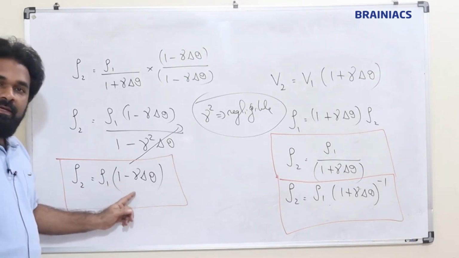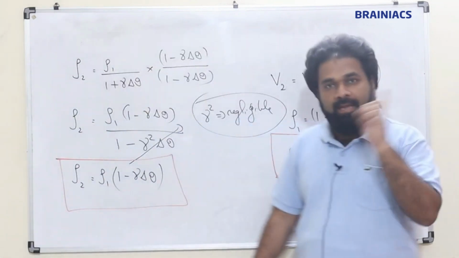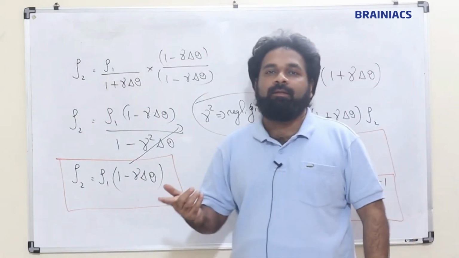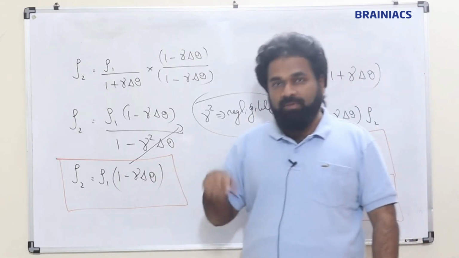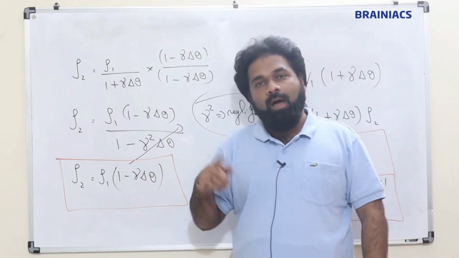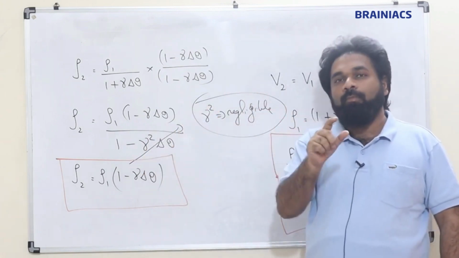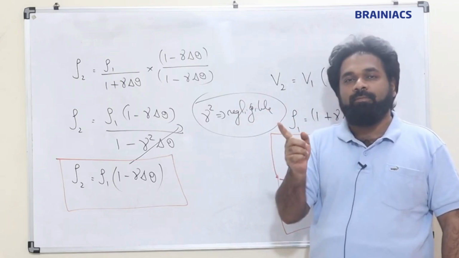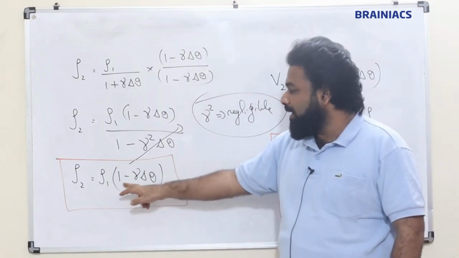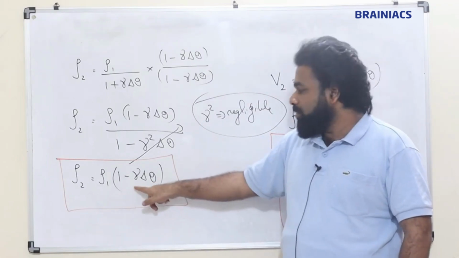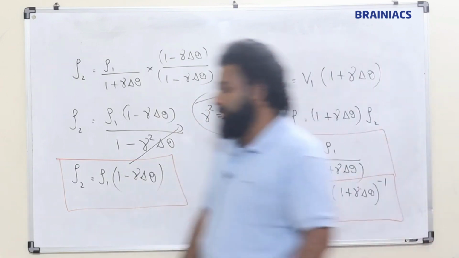So the only difference here is, in length it was 1 plus alpha delta theta, in area it was 1 plus beta delta theta, in volume it was 1 plus gamma delta theta, and in resistance, if we see, R is R naught into 1 plus again alpha delta theta, where that alpha is the temperature coefficient of resistance. Only for density we will have to take 1 minus gamma delta theta. So this gamma is the coefficient of volume expansion. Okay, please note it down.